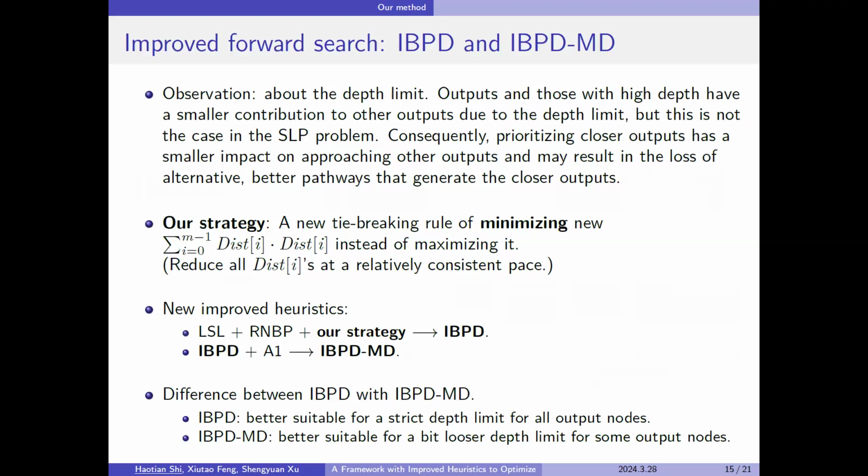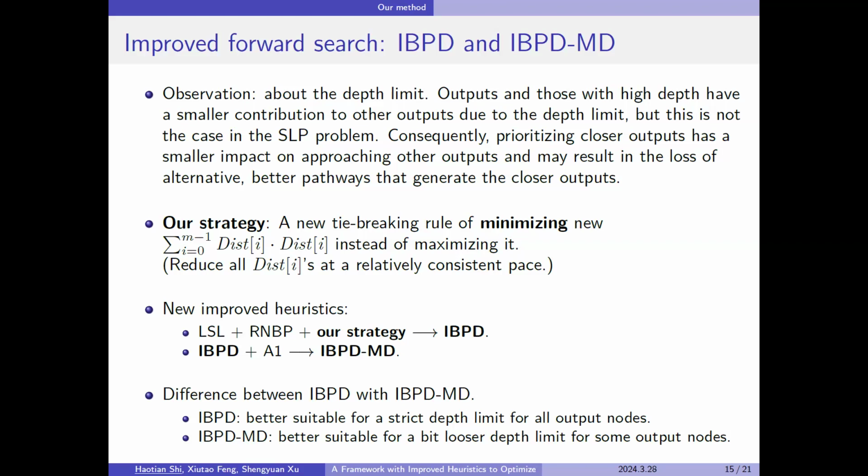Firstly, we propose two improved forward searches, IBPD and IBPD-MD, based on the BP algorithm. Based on the LSR algorithm, we first made an observation about the depth limit. Actually, in the SLPD problem, the output nodes and those with high depths have a less contribution to the other outputs due to the depth limit.